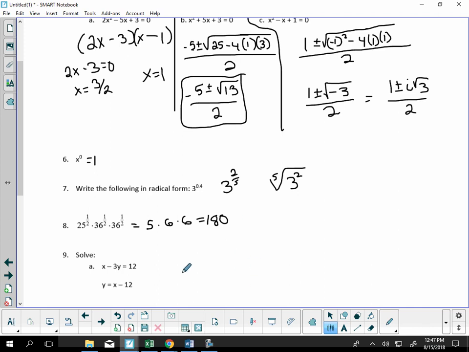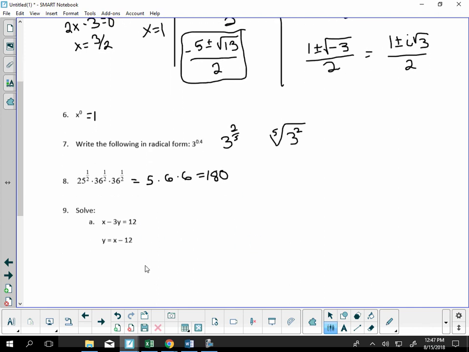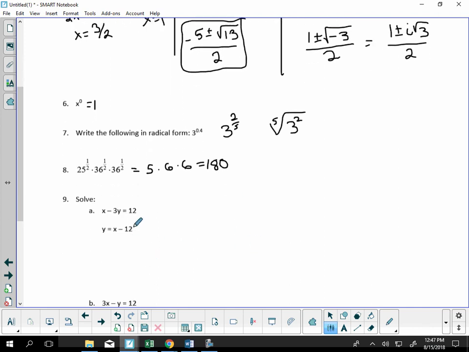Number 9 is a system of equations. I'm thinking substitution is the way I'm going to go. So I'm going to take that x minus 12 and I'm going to plug it in for y right there. Oops, I covered up the 3 a little. Sorry about that. And I get x minus 3. And right there's where the y would go. But instead of y, I'm going to put x minus 12.